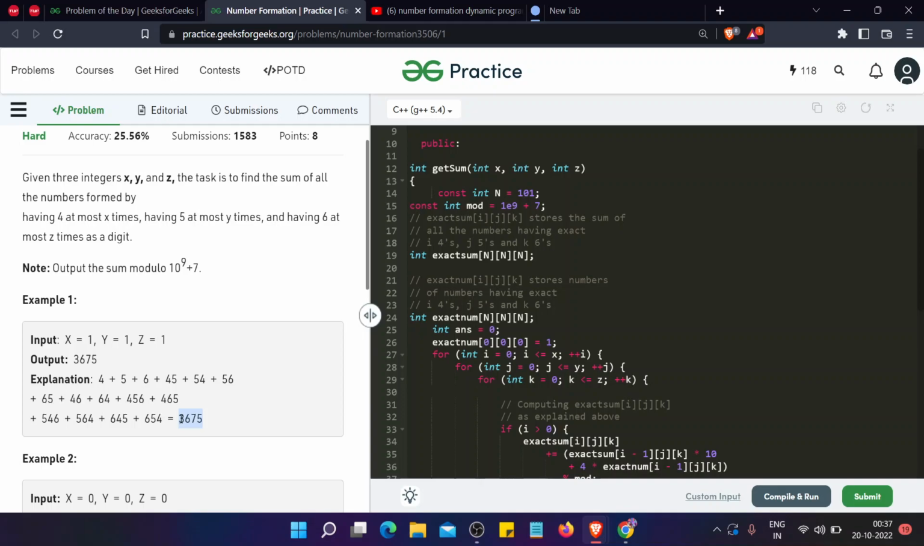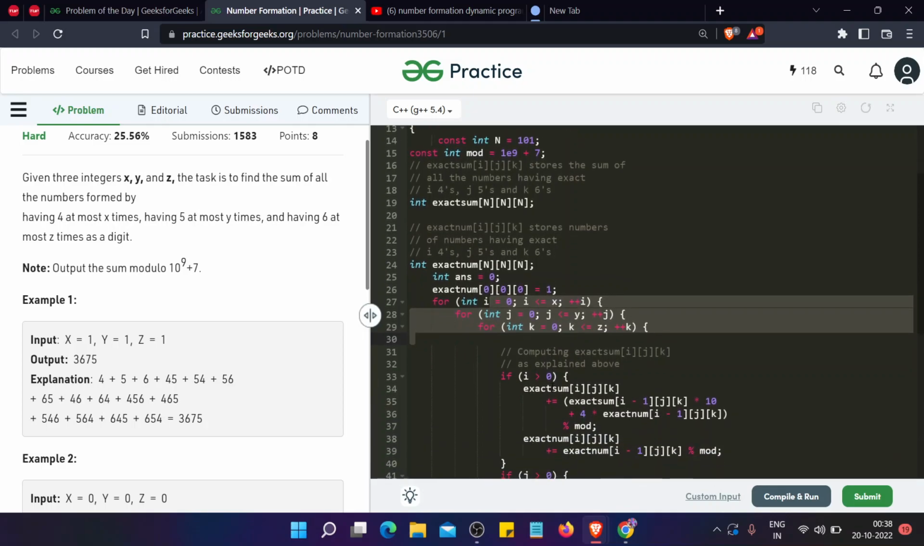As this problem has the property of overlapping subproblems and optimal substructure, we are using dynamic programming for it. So the numbers can have exactly i 4s, j 5s, and k 6s. For all i, j, k, we are required to get the sum.